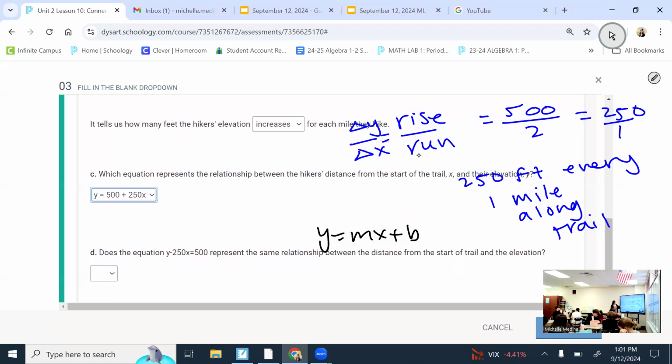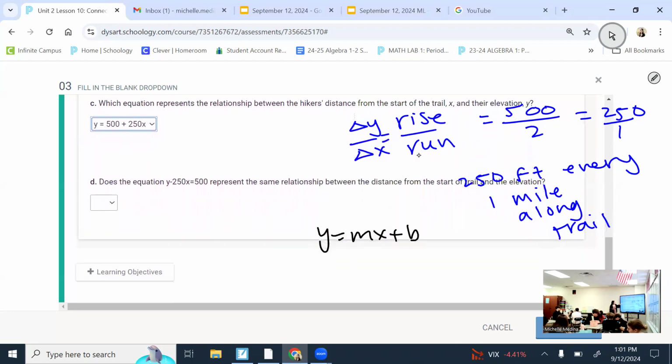Okay. Now, what does this equation, y minus 250x equals 500 represent, or does it represent the same relationship? If I can rearrange the top one to get this one, then it would, because they're equivalent equations. They would represent the situation. So, see the difference between this one and that one, what changed?